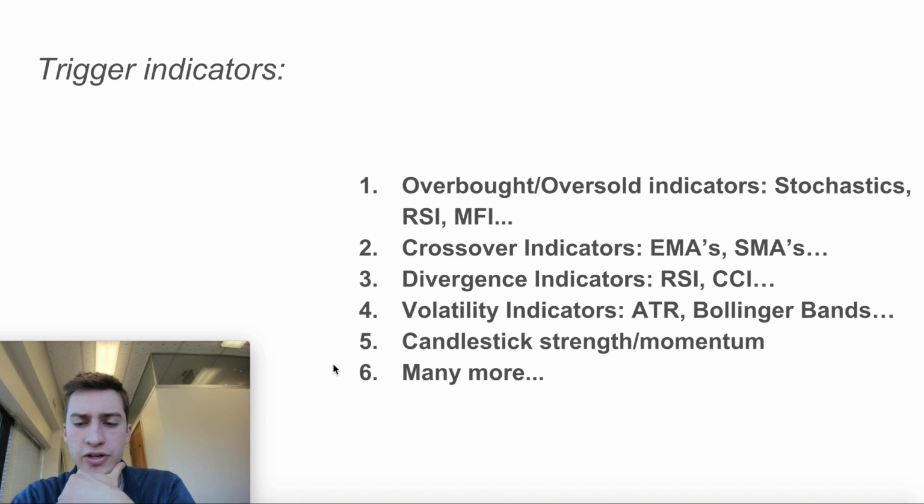Some of these do fit into other categories like divergence and overbought, oversold. RSI can be fit into both. Same with Bollinger Bands, which can be used with volatility and can also be used with crossover. So these are just the main types of trigger indicators. I did include candlestick strength and momentum because some traders do like to trade using candlestick strength. But those are just the basic trigger indicators that most traders would be using or familiar with.